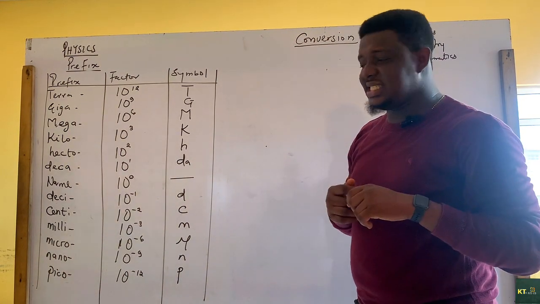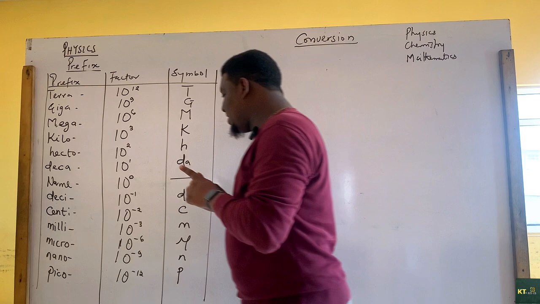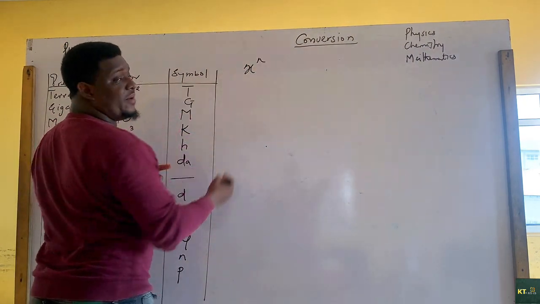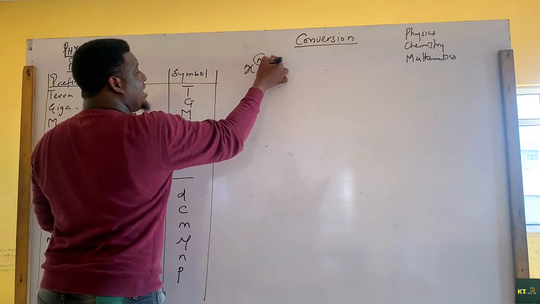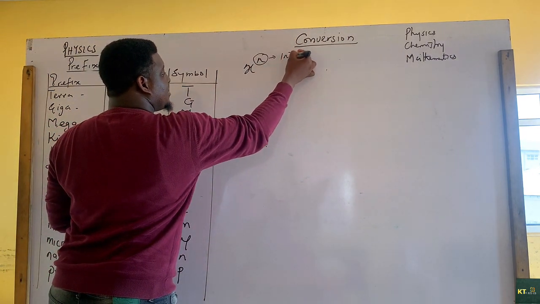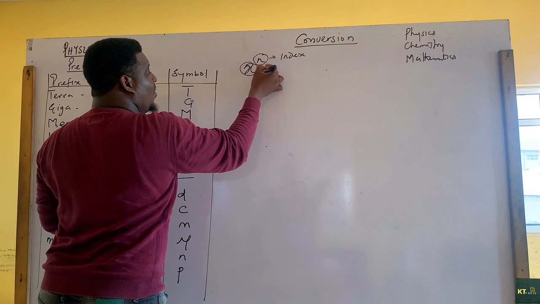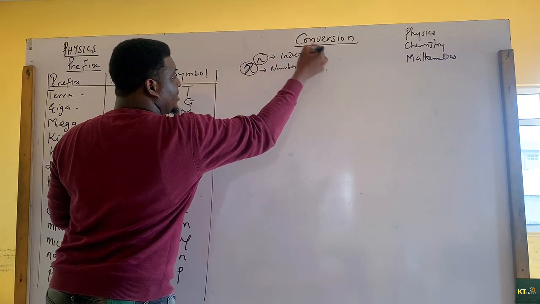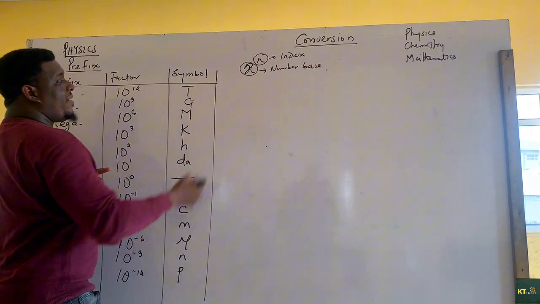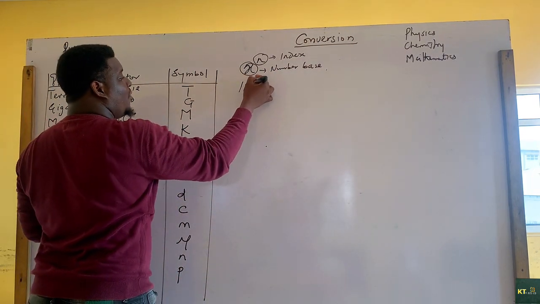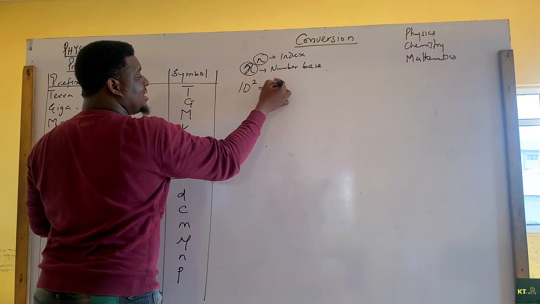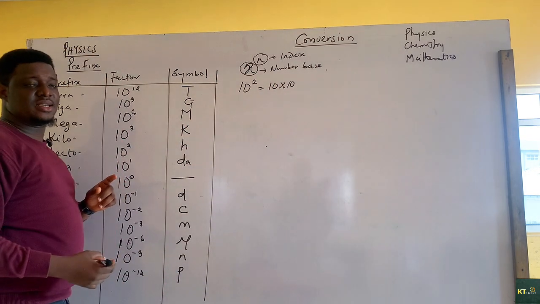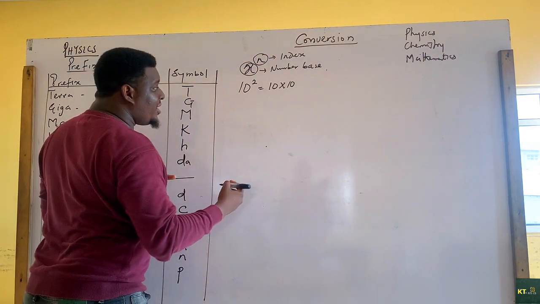But before I dive into that, I would like to introduce you to a little bit of indices. From the word indices, x raised to the power of n. This n here is called the index, while this x is called the number base. If I have 10 raised to the power of 2, it means 10 multiplied by 10 in 2 places.